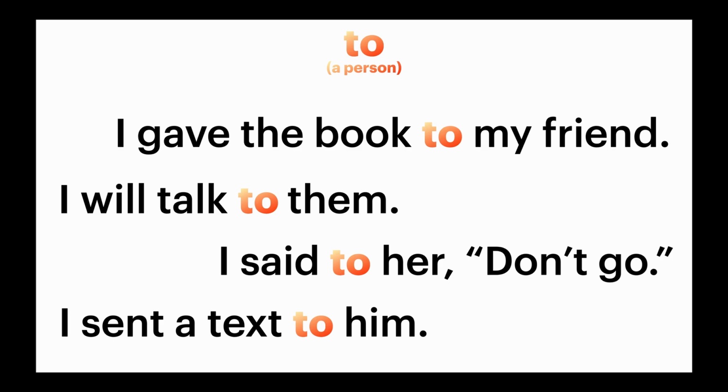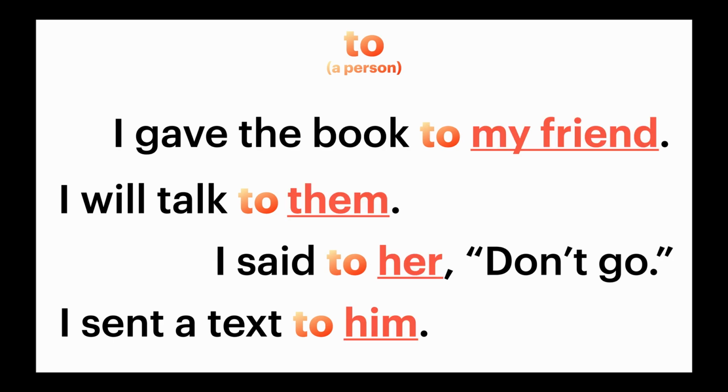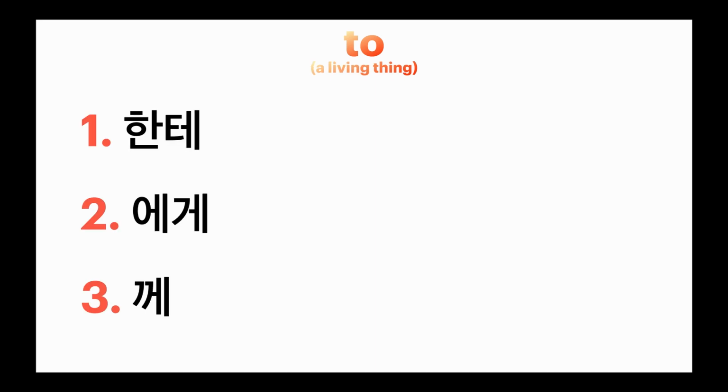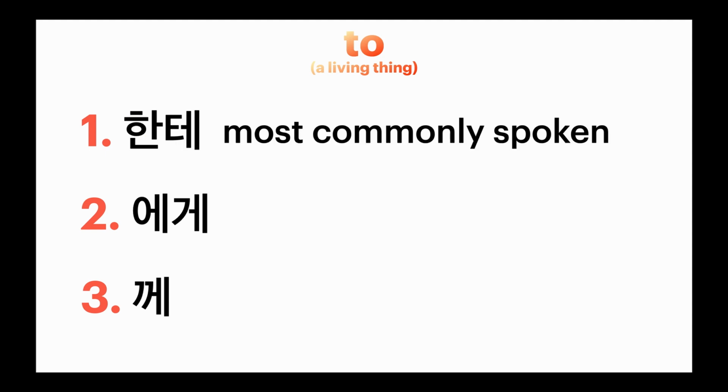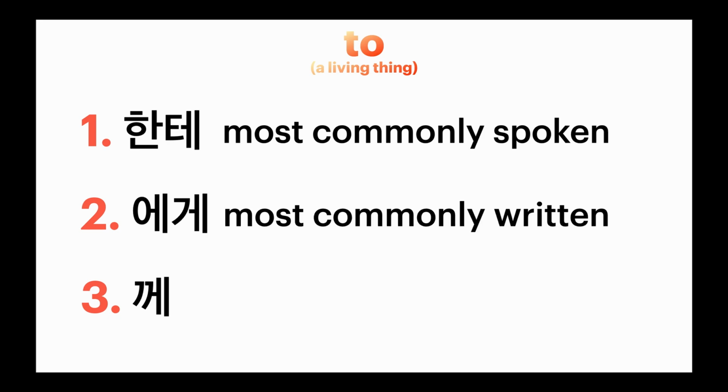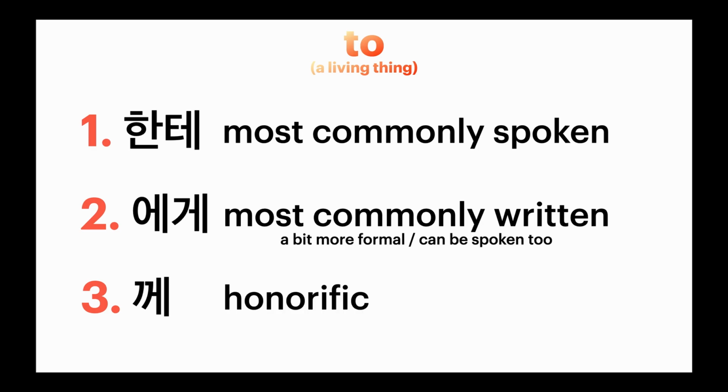In all of these sentences, we are doing something in the direction of a person, or generally a living thing like an animal too. In Korean, we have 3 choices here. But of course, we're only going to focus on one of them today, which is 한테. 한테 is the most commonly spoken word to mean "to," and it's also a little bit on the casual side. 에게 is the most commonly written form, and it's a bit more formal, and it also can be spoken. And 께 is the honorific form, meaning that if the person in your sentence who you're going towards or giving something to is above you in status, you would use this word.